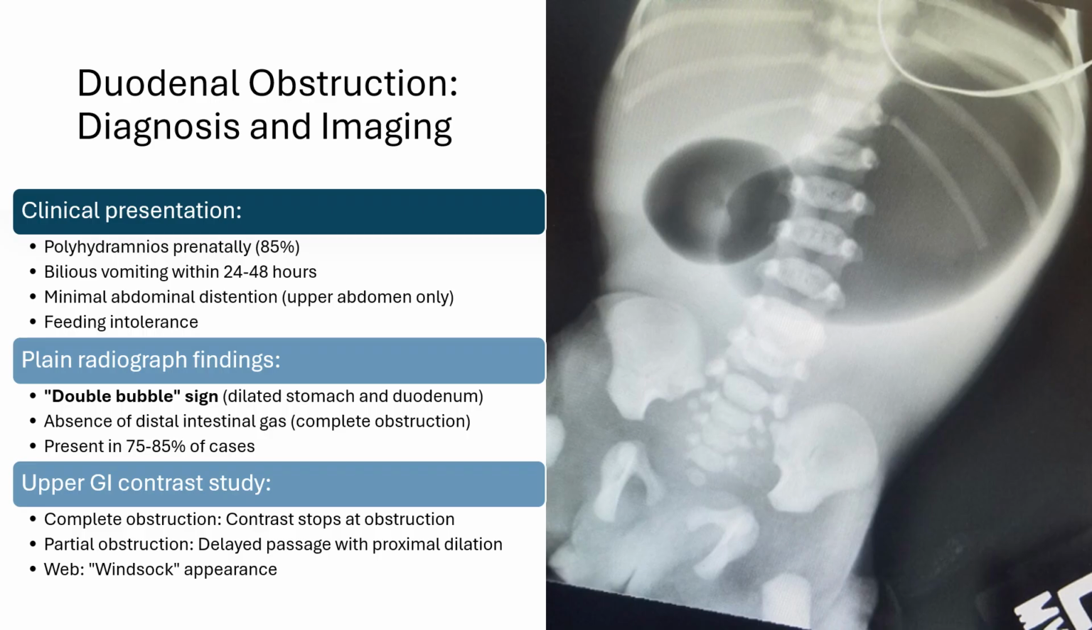The windsock sign deserves special mention. When contrast outlines a duodenal web, it balloons downstream like a wind-filled sock. This pathognomonic finding helps distinguish webs from other causes.